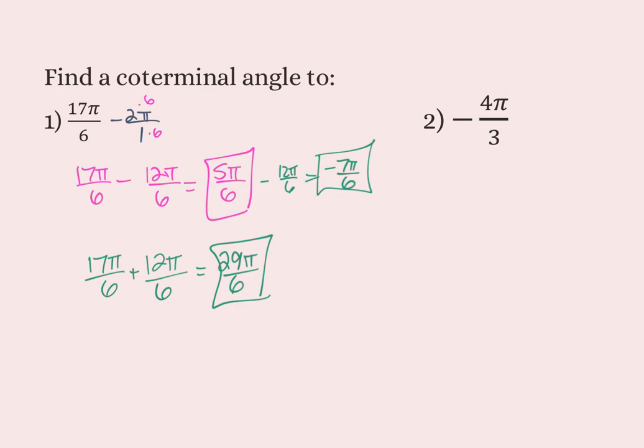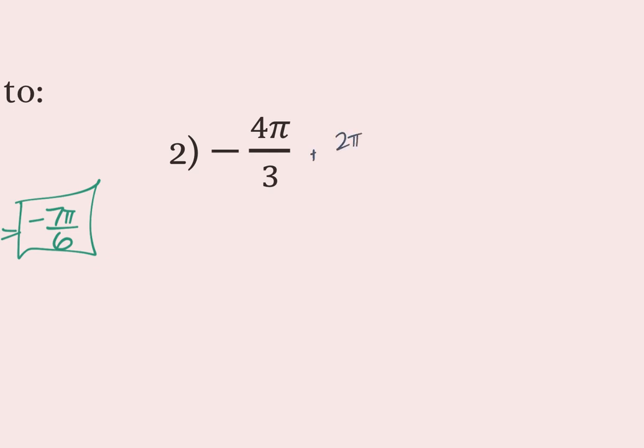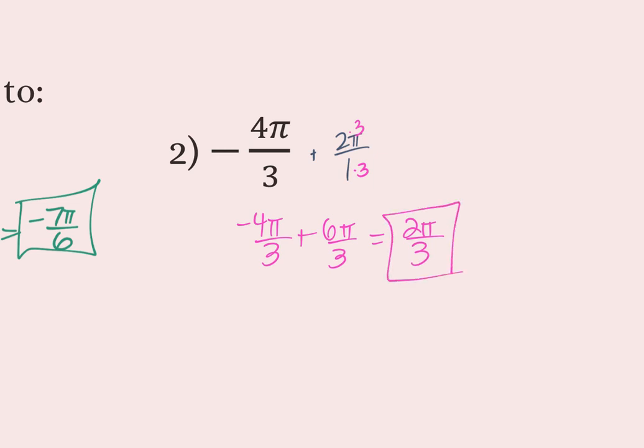All right, so if I look at 2, if it had said find a positive coterminal, I would want to do what? Add 2 pi. So again, I give it a like denominator. This time it's got to be over 3. So negative 4 pi over 3 plus 6 pi over 3, and I get 2 pi over 3. If it had said negative, I would have subtracted. And if it wasn't specific, you can get multiple answers.